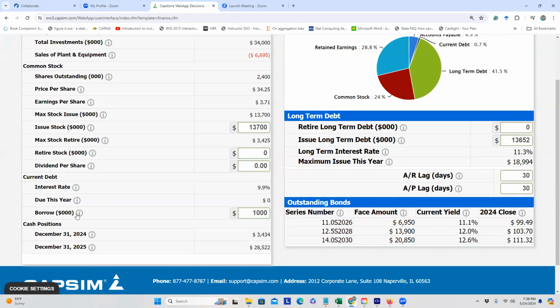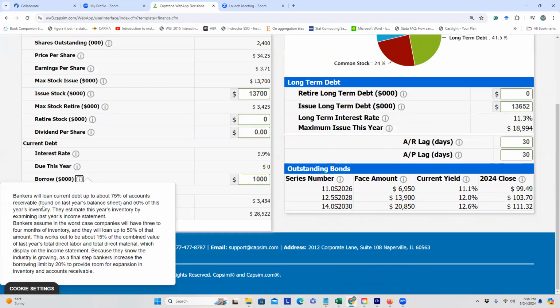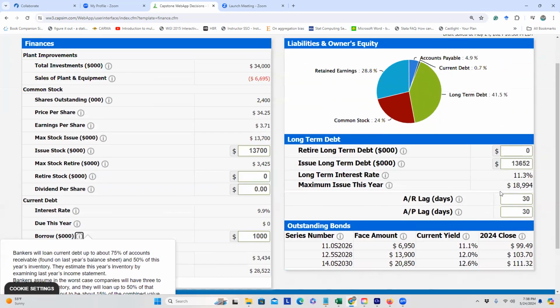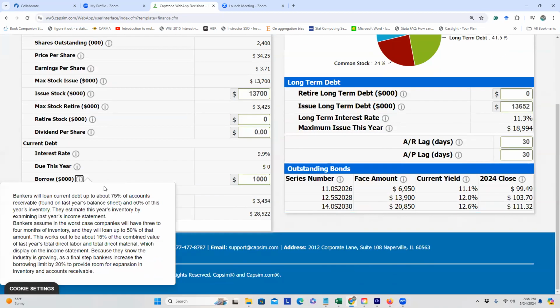So basically, this amount that is available to you is because bankers will loan current debt upon 75% of your accounts receivable and 50% of your inventory. So if you don't have any inventory left, bankers cannot issue on that. And whatever your accounts receivable is, which is based on AR and AP, that's what it is.